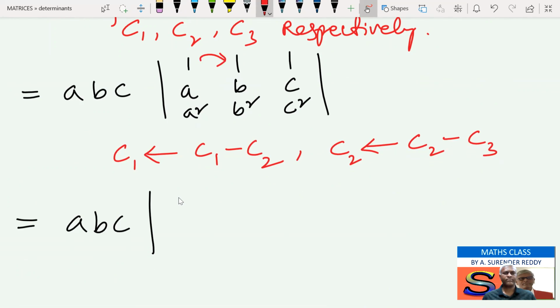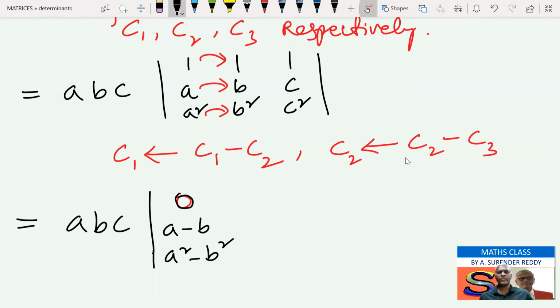1 minus 1 is 0, 1 minus 1 a minus b, a square minus b square. So 1 minus 1 is 0, a minus b, and the third one a square minus b square.